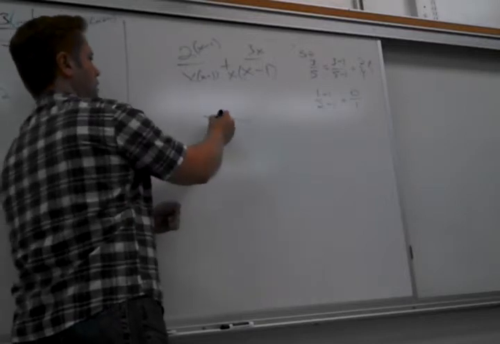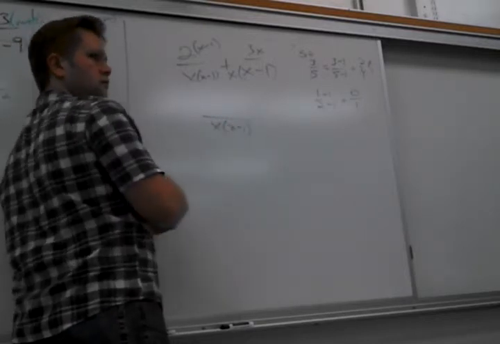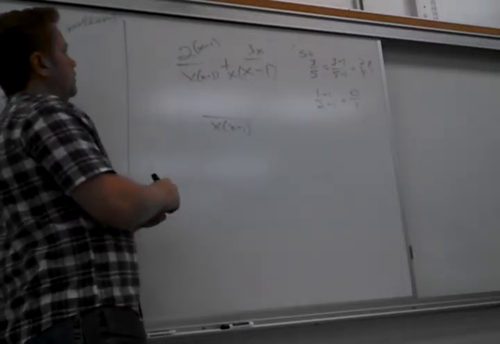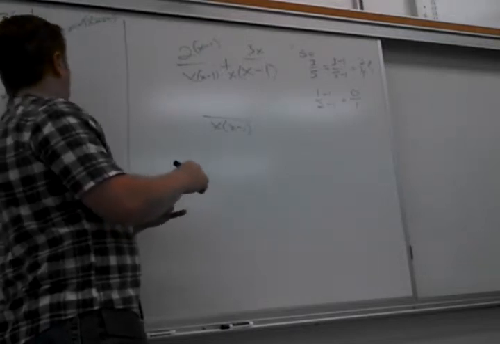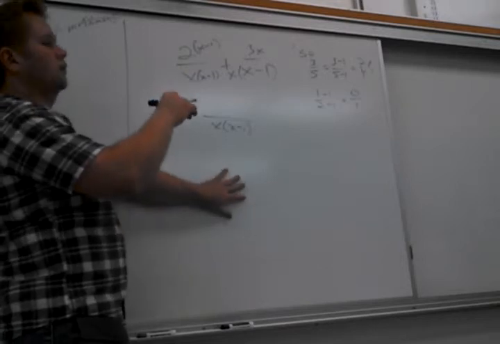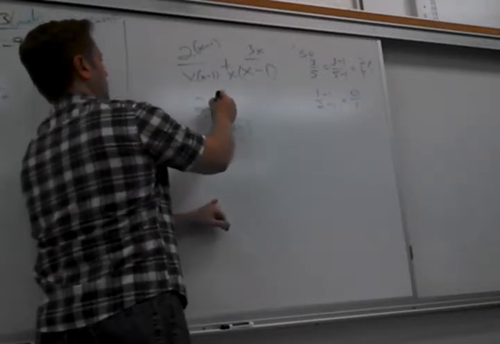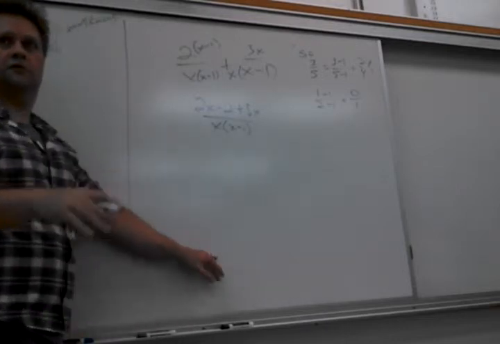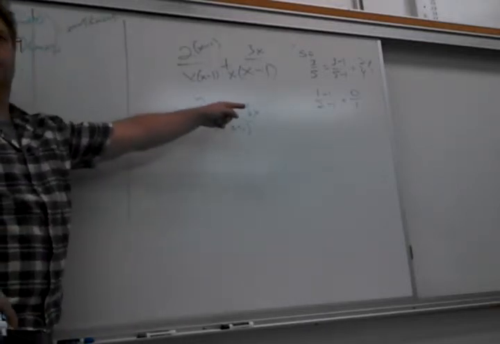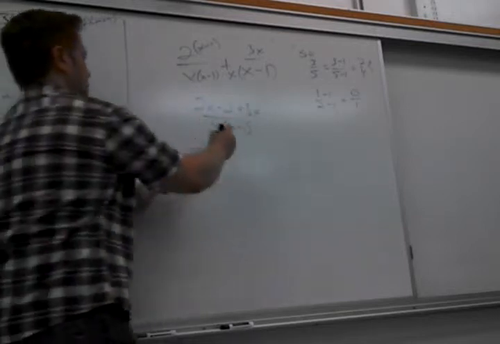So on the bottom you're going to have x times x minus 1. What do you get on the top? Minus x. The top is 2x minus 2. It's 3x. Yeah, good. So you get 5x, 5x minus 2, like I said.